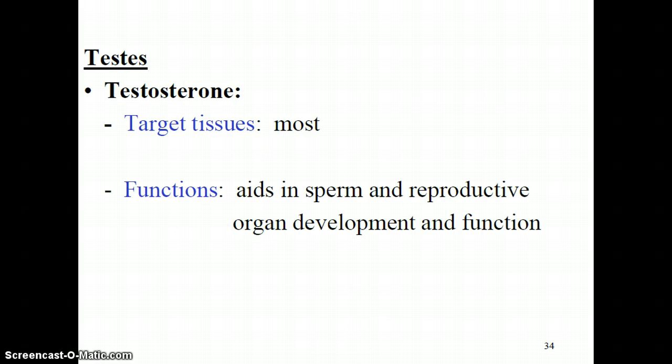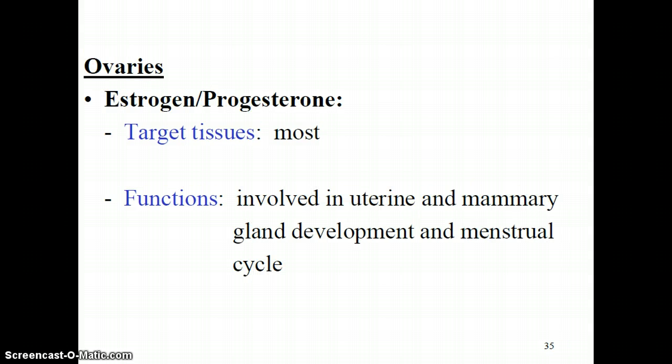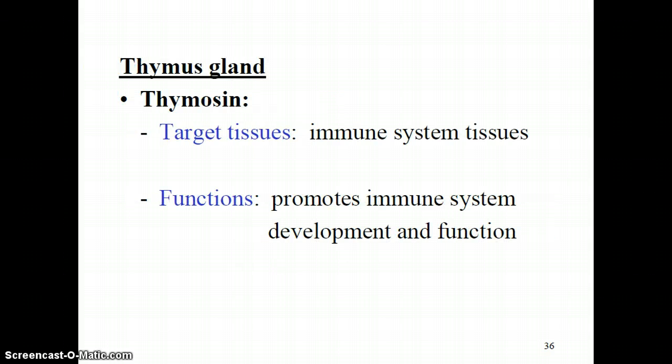All right, the testes, which we will look at again in the reproductive system, produce testosterone. Here are the functions. Ovaries produce estrogen and progesterone. We'll talk about those again in the reproductive systems. Thymus gland is important in the immune system. So we will be looking at that again, either in human body systems 1, not so much, but in human body systems 2, which I hope many of you will continue with. The target tissues are immune system tissues, and it does promote immune development and function, and we're not going to have time to say too much more about that in this course.